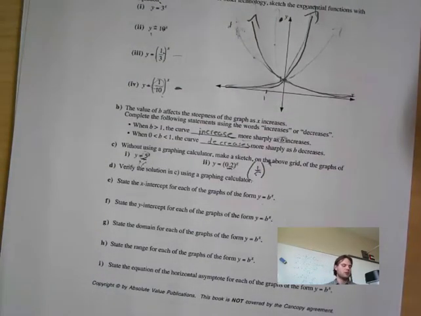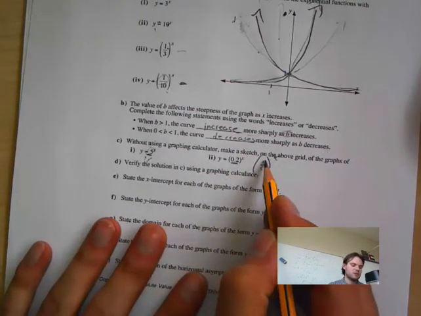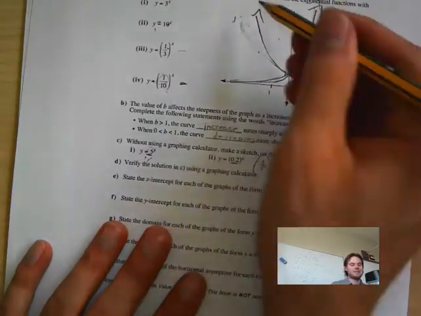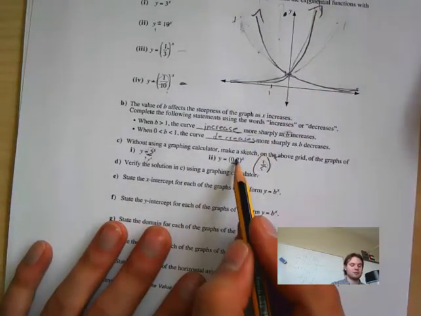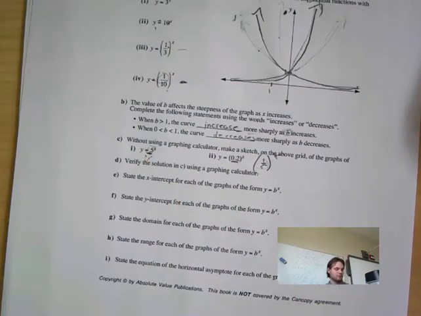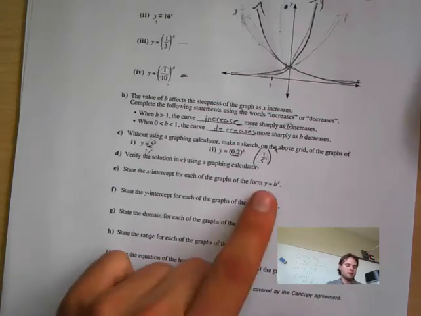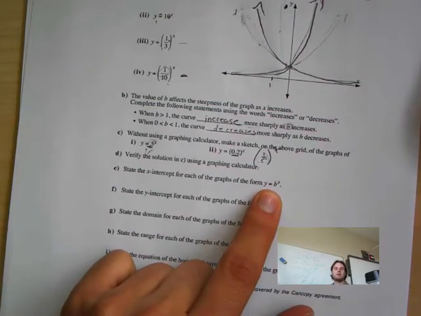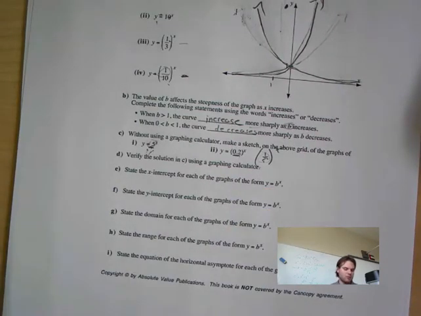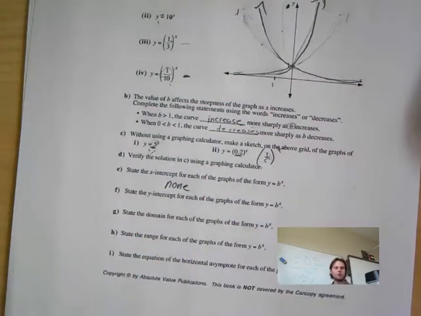Next one. Verify the solution of C using a graphing calculator. Now you're going to use a graphing calculator and see what happens. These are going to be reciprocals because this is just the opposite. So this one is decreasing, this one's increasing, because this is between 0 and 1. This one here is greater than 1. Next it says, state the x-intercept for each of the graphs in the form y is equal to b to the x. The x-intercepts, well, there are no x-intercepts. There are none. It is an asymptote.